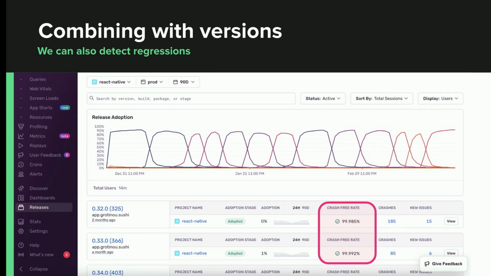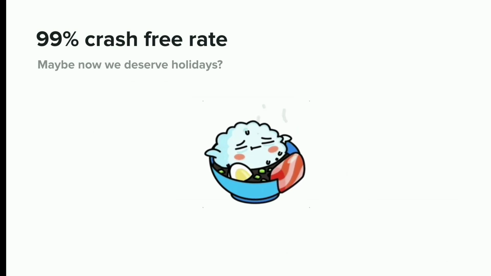As always, combining with version, we can also detect regression. So we can directly see the crash free rate by a release. And if this number is decreasing, we will know that a new regression was introduced. So here we have 99% crash free rate. Maybe now we deserve holidays. Nope.